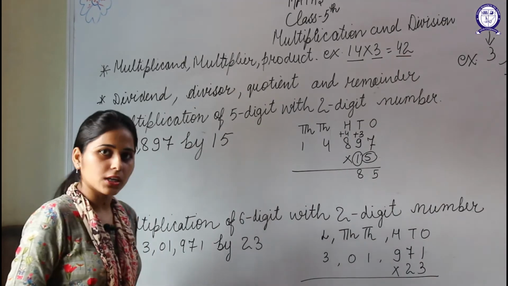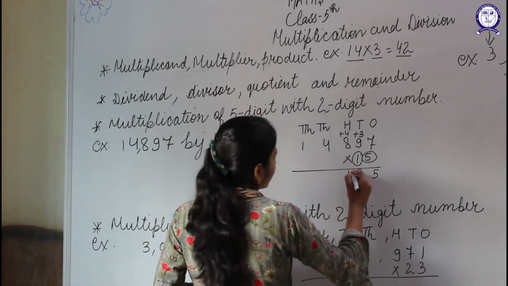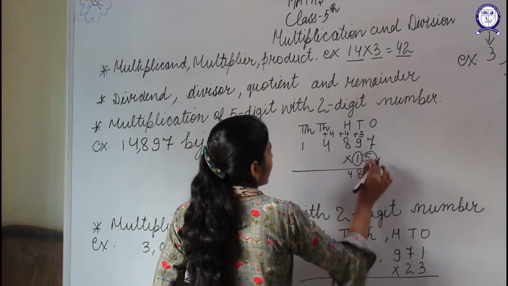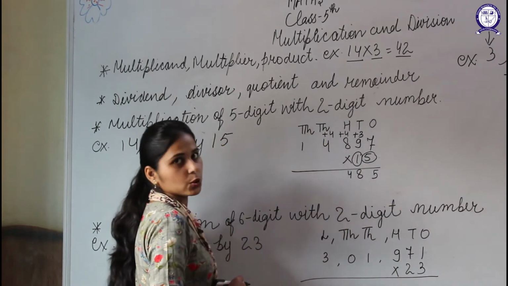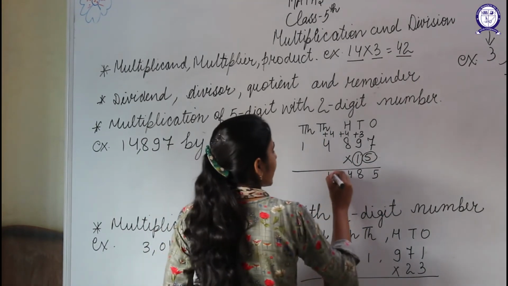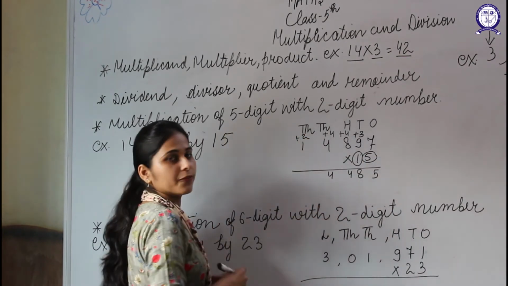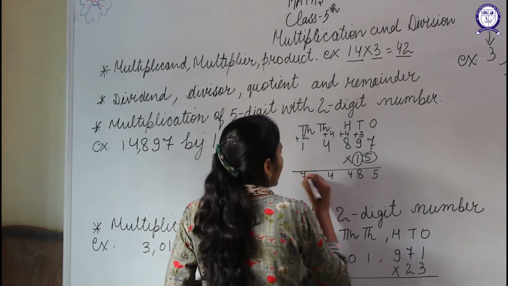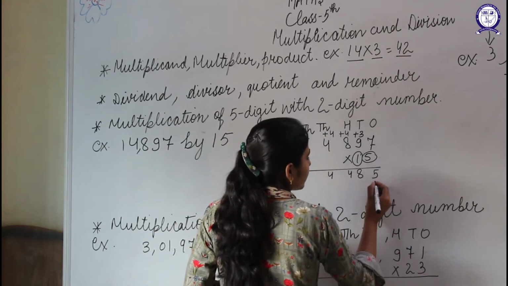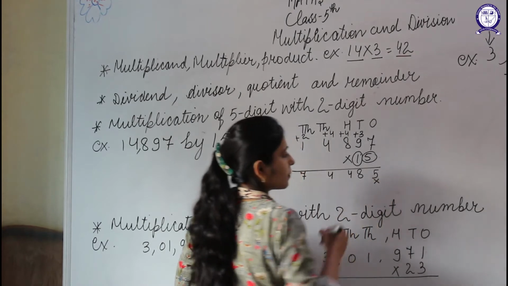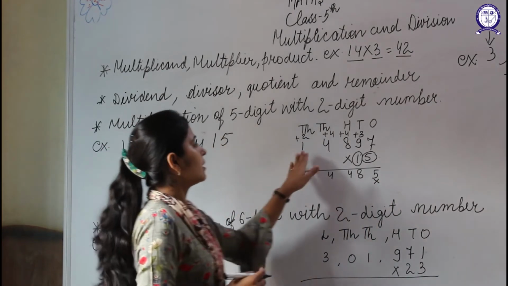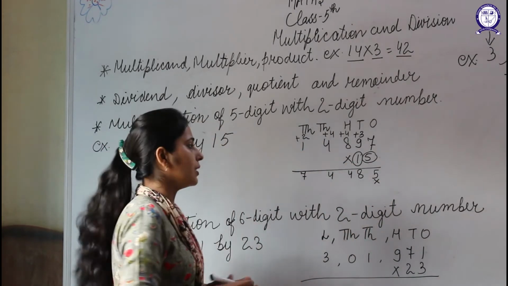5 eights are 40. 40 plus 4, 44. So 4 will be moved as carry. 5 fours are 20. 20 plus 4, 24. Carry will be 2. 5 ones are 5. 5 plus 2, 7. Here at the ones place or the unit place you can also put a 0 or you can put a cross here. Then you will multiply this whole number by 1, student.